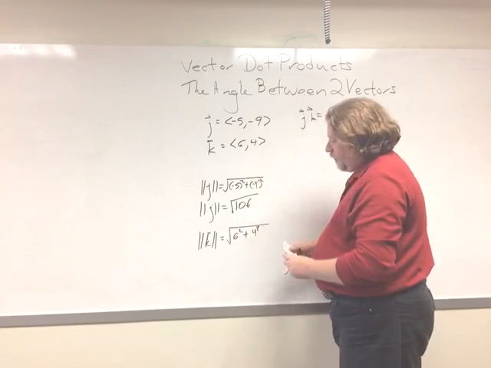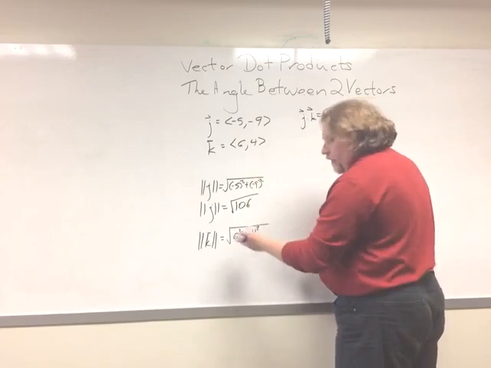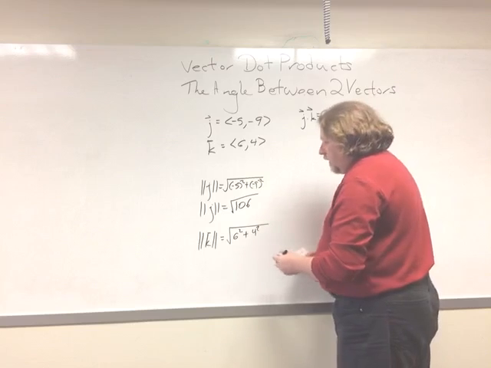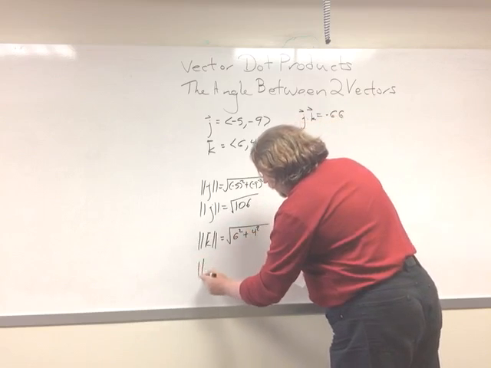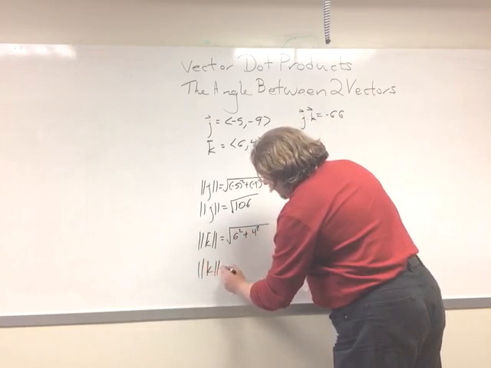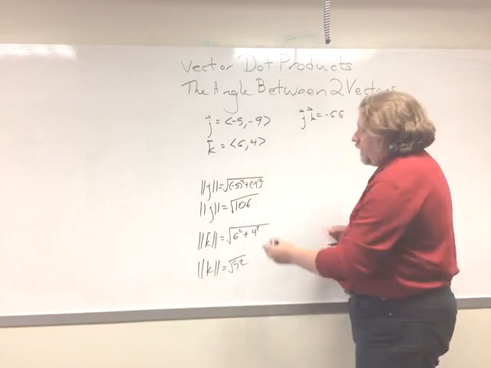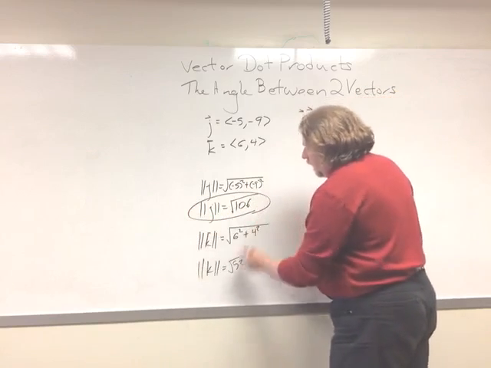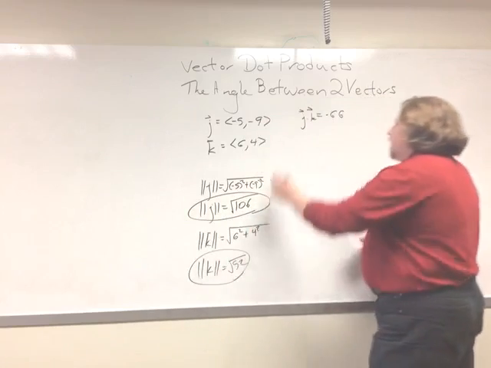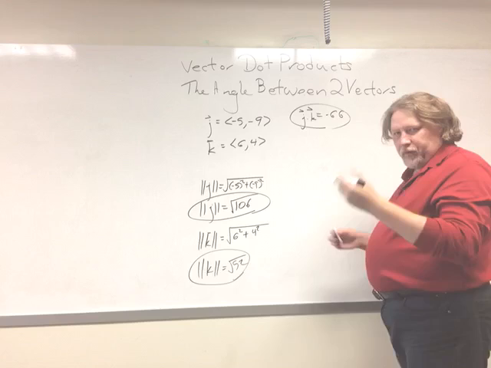6 squared is 36, 4 squared is 16. 36 plus 16 is 52. So the magnitude of K is the square root of 52. So I know the magnitude of J, I know the magnitude of K, I know the dot product. I'm going to put it all together here.